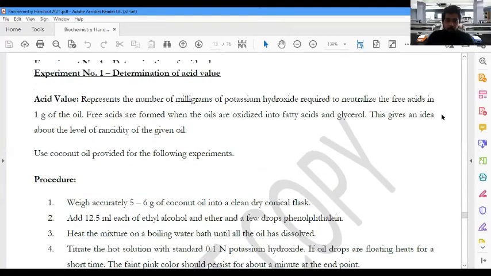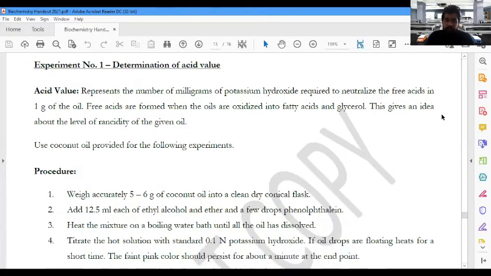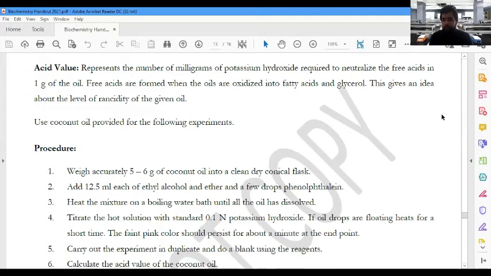So this is to determine the acid value. It means the available free fatty acids in a given sample. The definition of acid value is the number of milligrams of potassium hydroxide, not grams, milligrams of potassium hydroxide required to neutralize the free acids in 1 gram of oil, specifically 1 gram of oil.